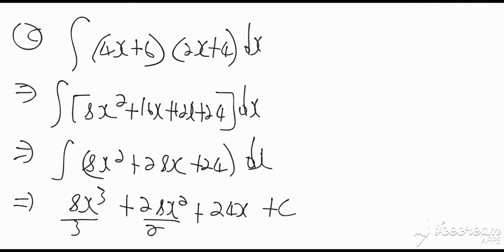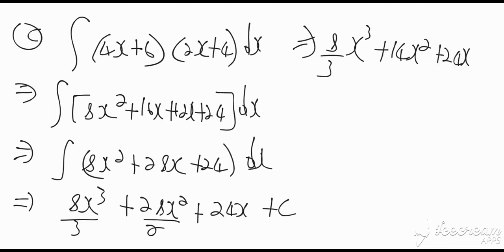Of course, you do understand why we get 24x there. We can think of 24 as 24x to the 0. So if I add 1 to the 0 power and divide by 1, I'm going to end up with 24x. Now, we always tidy up our integrals. So we can say 8 over 3 x cubed plus 14x squared plus 24x plus c.